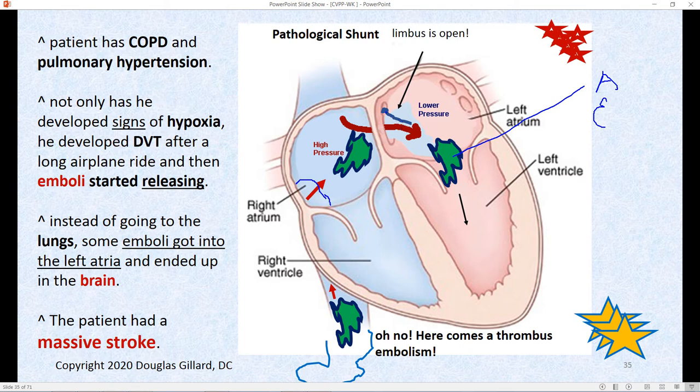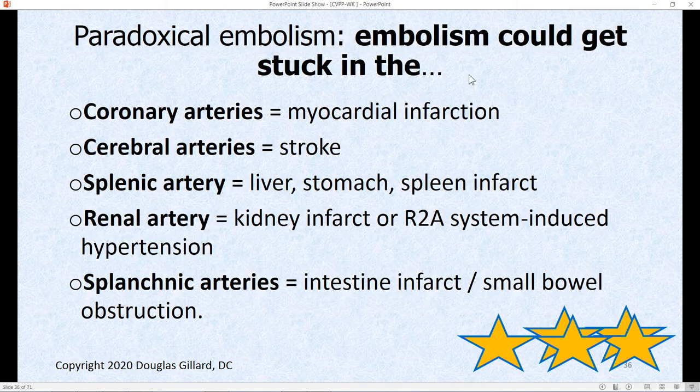Maybe it goes into the left common carotid artery. And then it goes into the left internal carotid artery, and it goes into the circle of Willis and gets stuck and you have a massive stroke and die. You see, it can go into some really, really bad places. In fact, here are the places that it does tend to go. Into the coronary arteries, it causes a myocardial infarction. Into the cerebral arteries of the circle of Willis, through the internal carotid artery usually. It could go through the vertebral artery too, but it'd have to be a smaller one. That'll give you a stroke. It could go into the splenic artery.